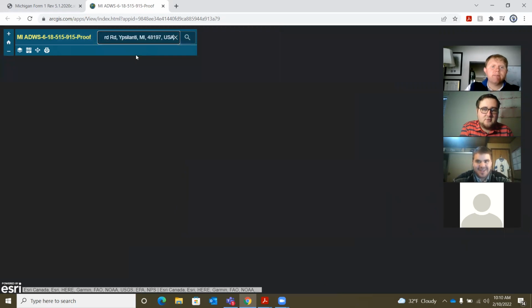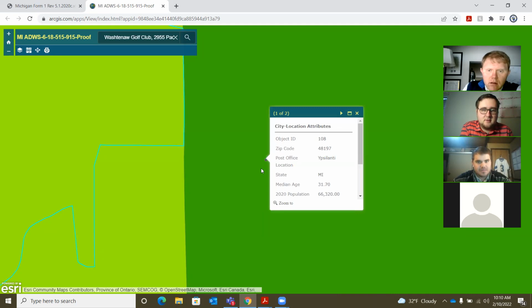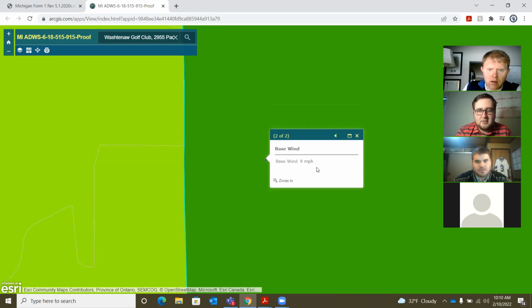And then you click on it, it'll actually search where it's at. And then if you click right alongside of it, just outside the box, it'll show up the city location attributes. And then if you click the arrow to the right of one of two up at the top, it'll show you exactly what the base wind speed is for that particular location. So it's kind of cool.